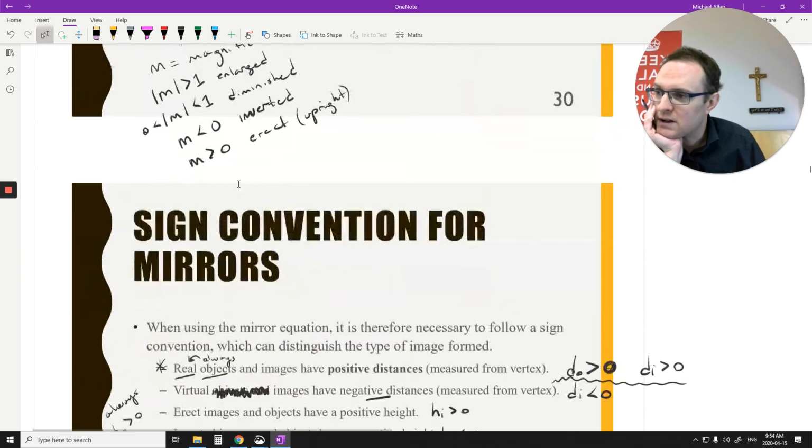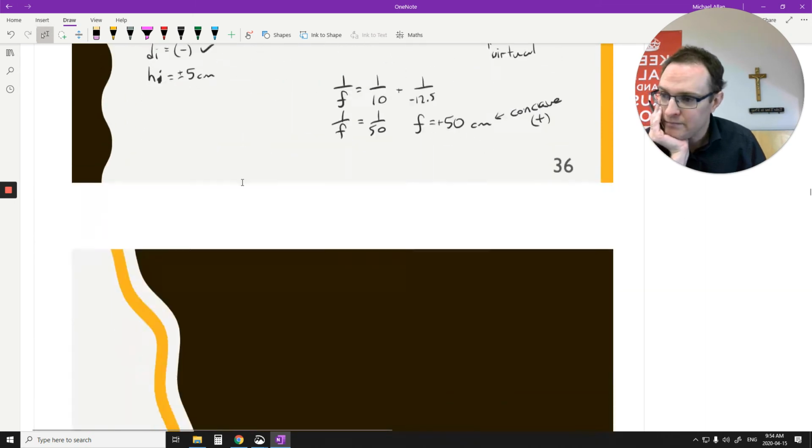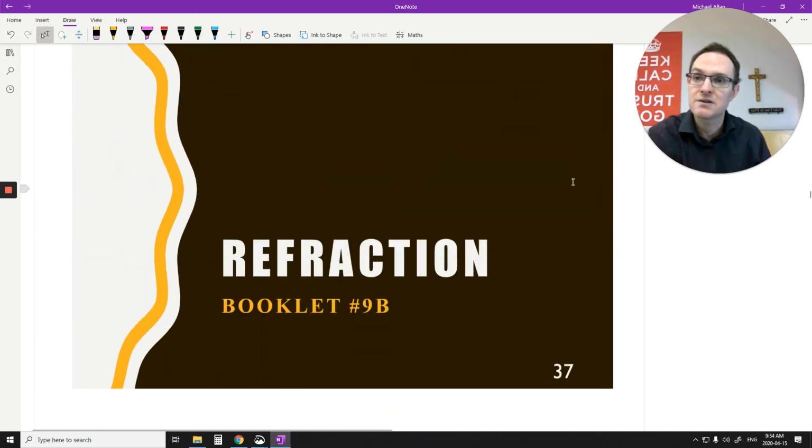And the next week, we're going to talk about refraction and how light bends when it enters into materials rather than reflecting off of materials.